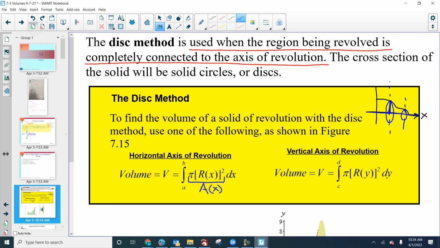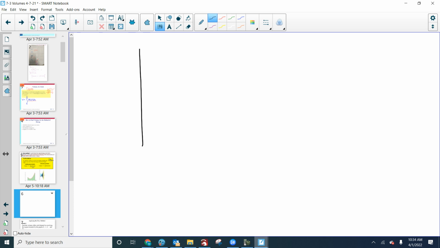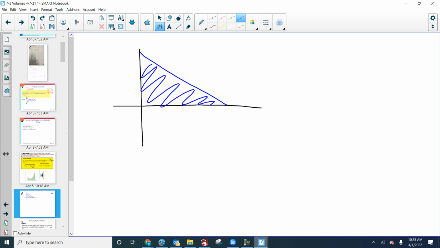What if you take this thing and revolve it around the x-axis? What shape are you going to get?